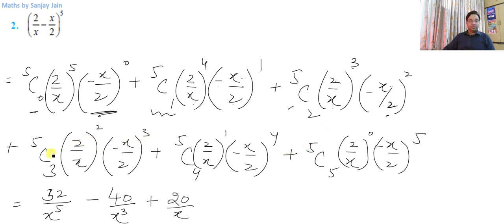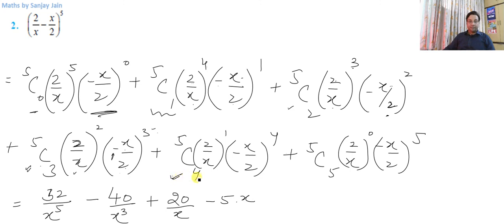What about this term? This is 10. Okay. And what about this? This is 2 raised to power 2, 4. And this is 2 raised to power 3 in the denominator. So effectively I'll have 2 in the denominator and 10 in the numerator. So that will give me 5. Why minus sign? Because of this minus here, and this is odd power. So x cube in the numerator and x square in the denominator will give me x in the numerator.